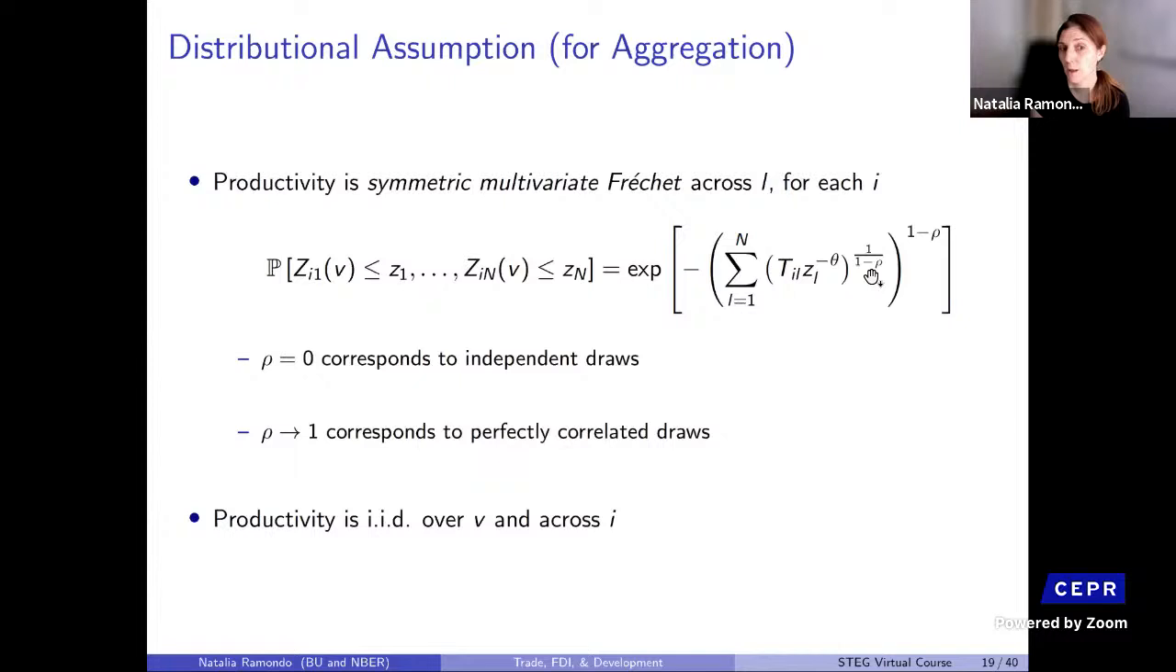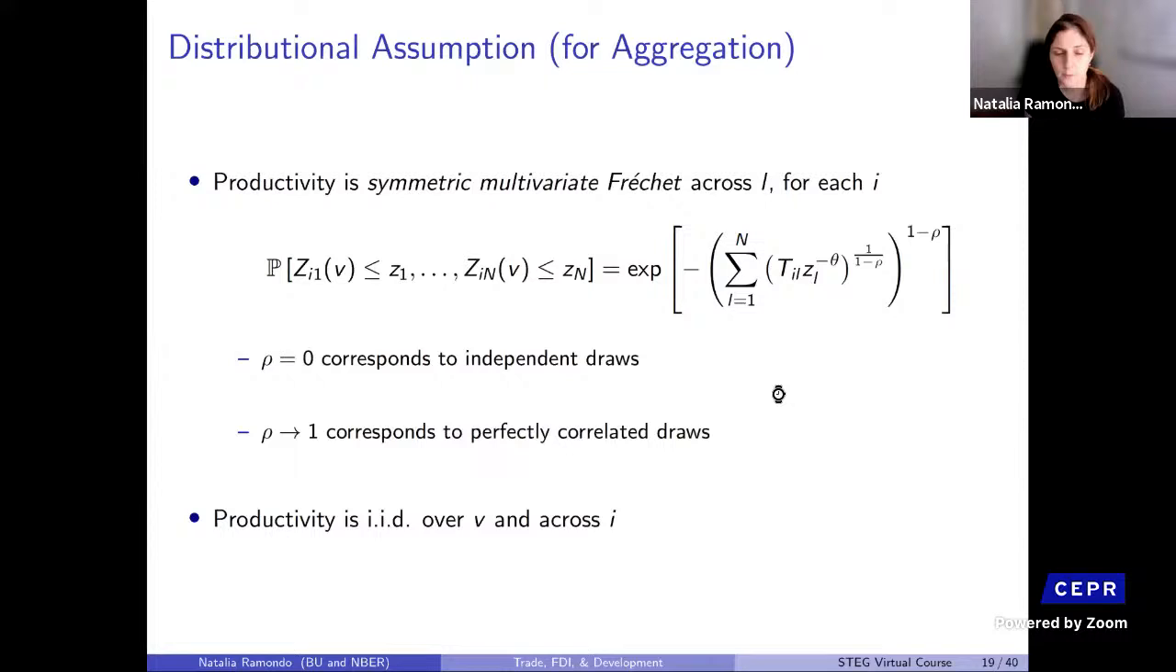So the theta is going to be the shape parameter. Now, the assumptions that I'm going to keep is productivity is going to be IID over v for the continuous variety, and it's going to be independent across origins, i's. So let me talk more, this is my work with Nelson Lane about these extreme value functions.